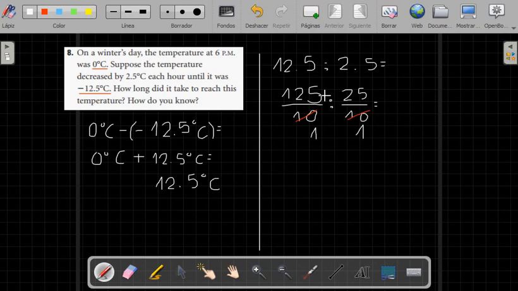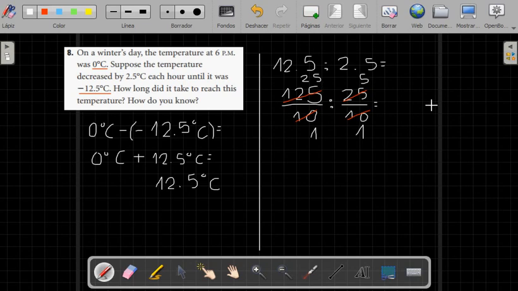Now, these two numbers can be simplified by 5. The fifth part of 125 is 25. And the fifth part of 25 is 5. You check that in your houses.